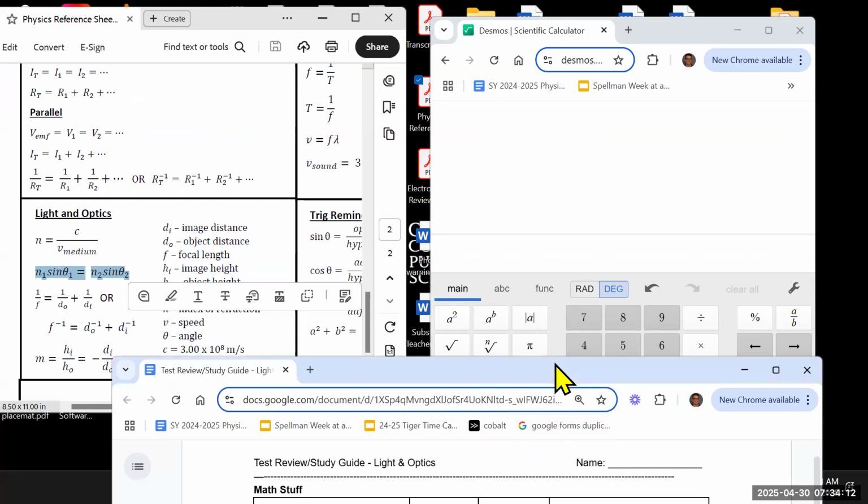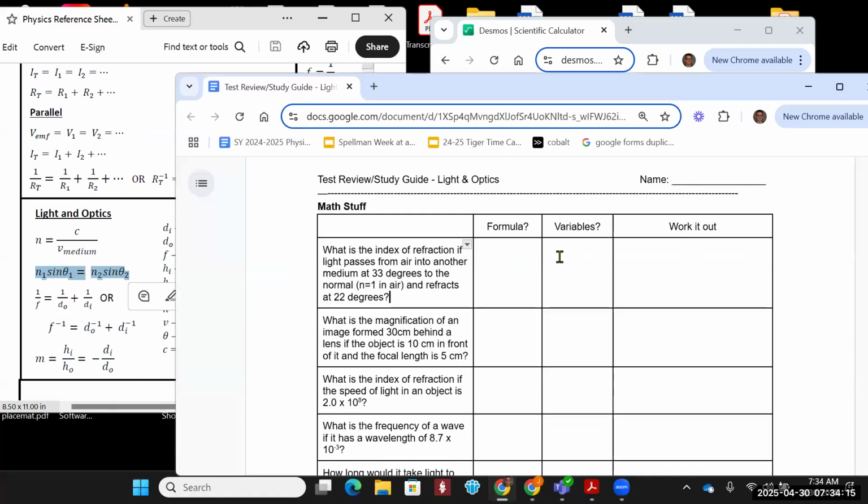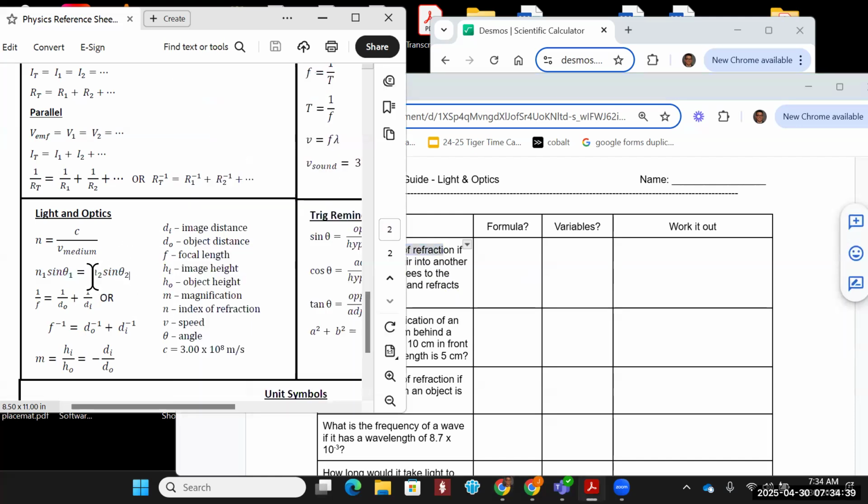If you list out what's known and what's unknown, which is your variables, we know N1 and we know theta. N1 is air, so the N is actually 1. Theta is going to be 33 degrees. And then in the object that it's going into, we know the other angle, which is 22 degrees, and the thing that we're trying to find is the index of refraction. So we are trying to solve for N2.